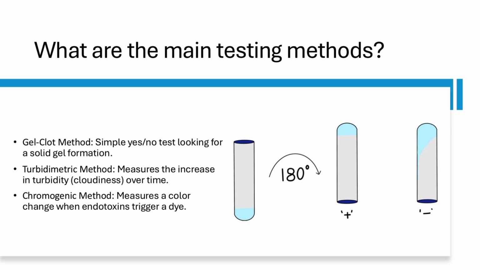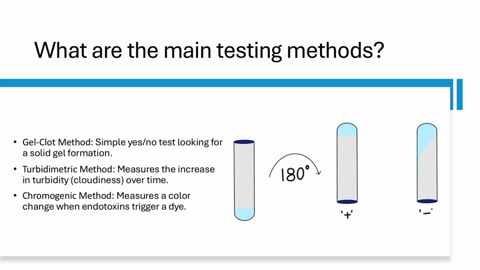So what are the main testing methods? Three types of testing methods are used: gel clot method, the preferred laboratory method, turbidimetric method, and chromogenic method. Okay, so gel clot method is simply yes or no testing, looking for a solid gel formation.